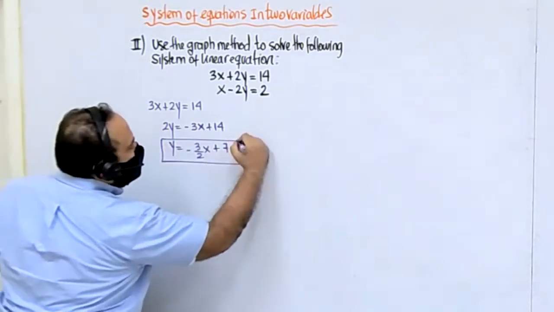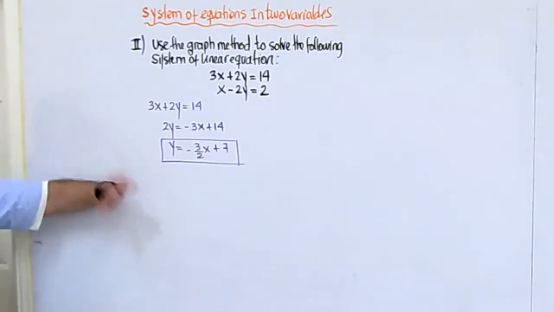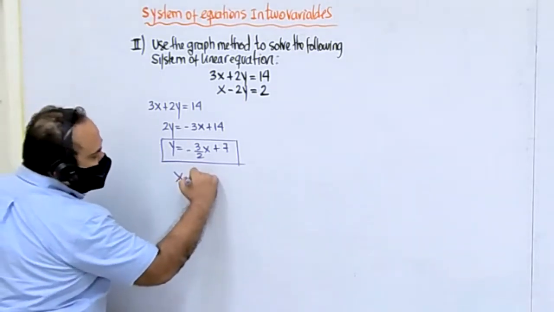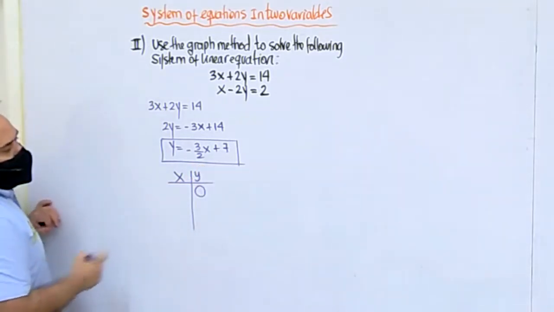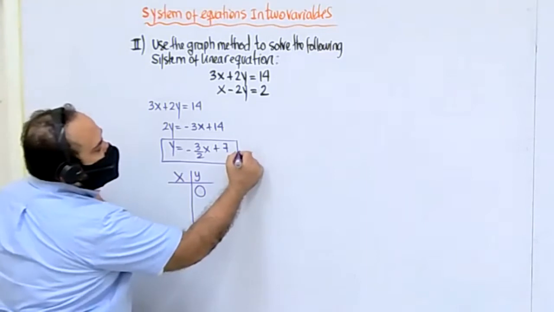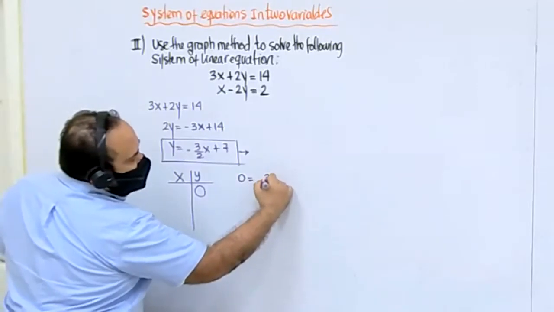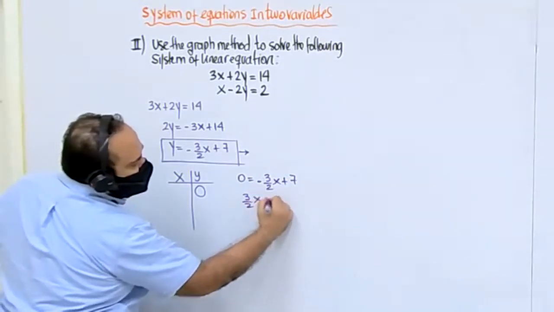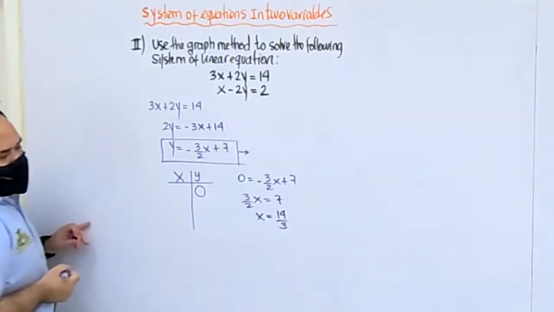Okay? Now, let's find the x and y intercepts. Or if you wish, you can create a table of values. It doesn't matter. Well, in intercept points, remember, we have two questions. What will be the value of x when y equals 0? Remember, at the moment y has a value of 0, 0 equals negative 3.5x plus 7. 3.5x equals 7. So x will be 14 over 3, okay?